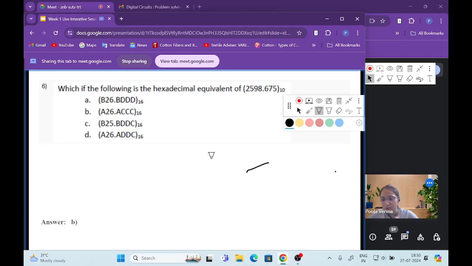So now what you need to do? It is an integer number, so for that we have to divide it by 16. 2598, and for fractions we have to multiply it by 16, as already told in the classes. So what will you get? 16, 25, so 1 here. After that, what will you get? 16. That's why I have told you to carry a calculator to solve these types of questions.